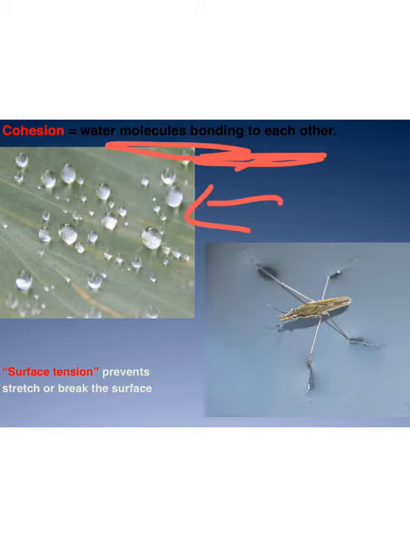Another cool property of water because of cohesion is this property called surface tension. Water molecules like to stick to each other, and that sticking to each other is pretty strong. So like, for example, this water strider here is not even heavy enough to break the bond between the water molecules and actually fall through the water. We looked at that in our Penny Lab.